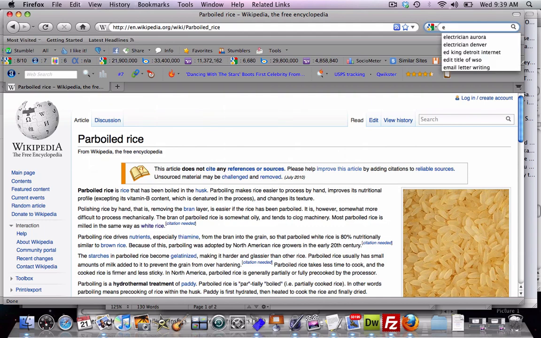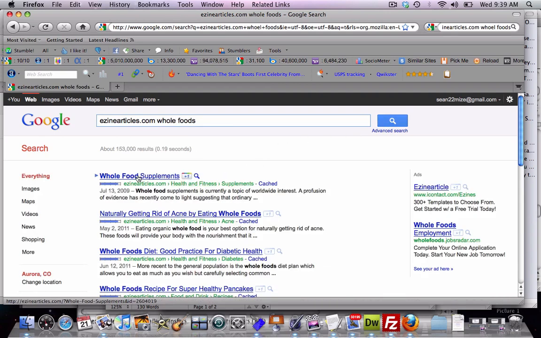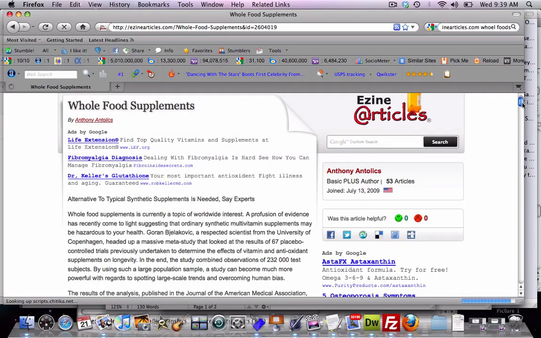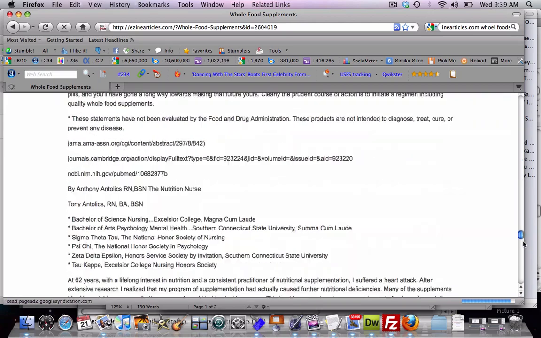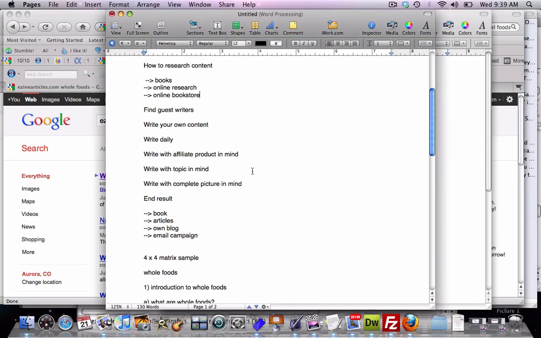Okay. Now, another way to do research is go to easinarticles.com and look up Whole Foods. Little spelling error. Okay. So there's an article here on whole food supplements. Okay. You could read this article, learn all about it, close the article, write your own. You could go to an online bookstore and buy books about Whole Foods.